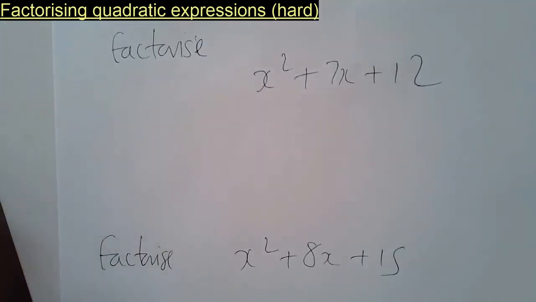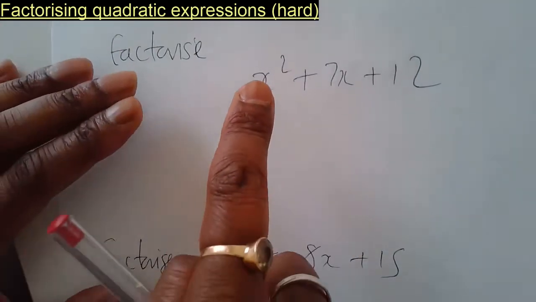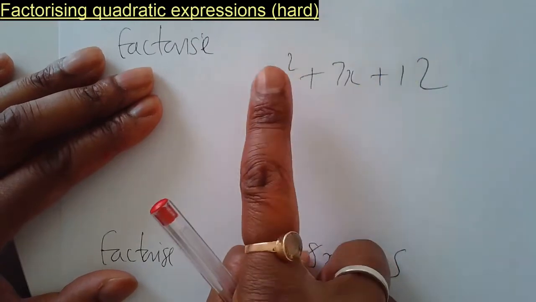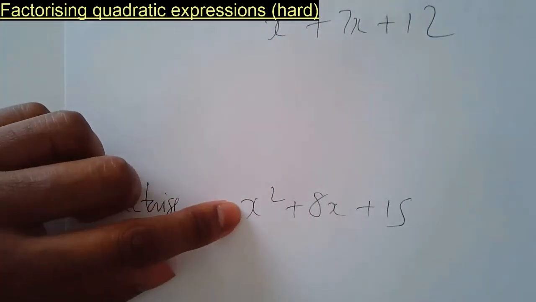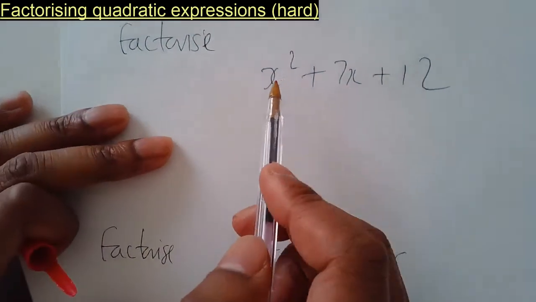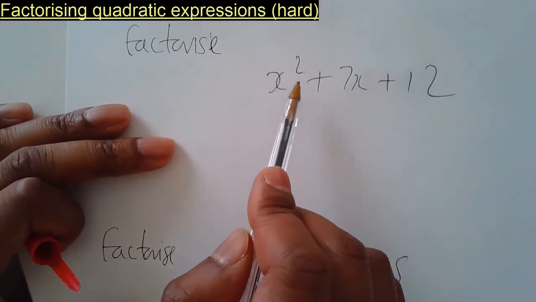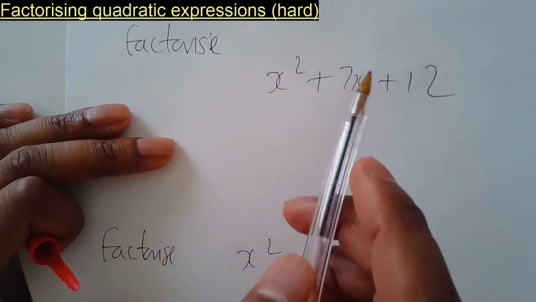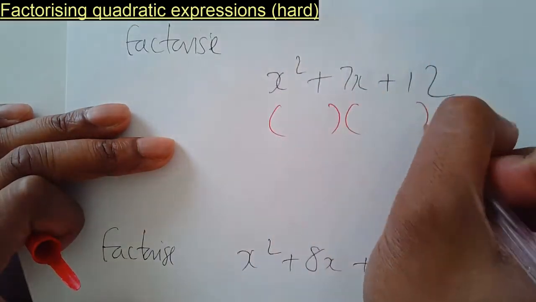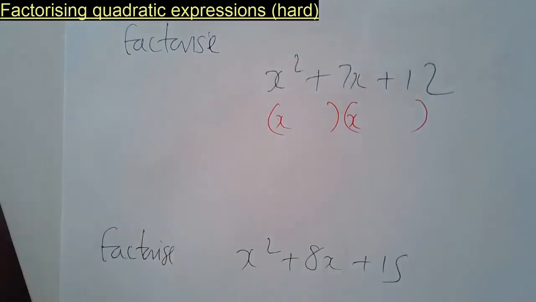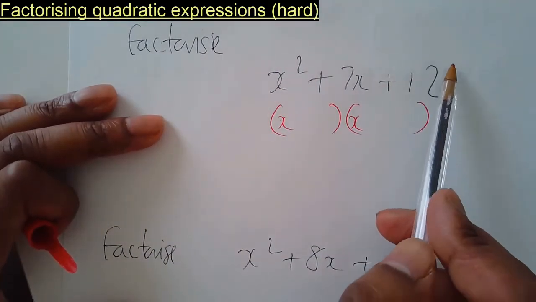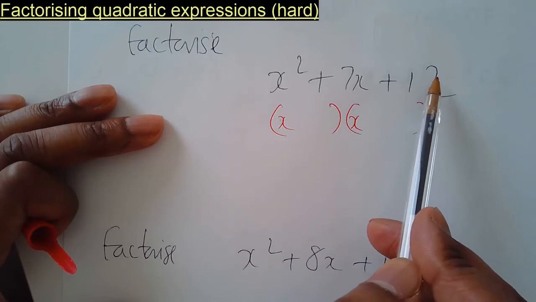In a previous video we looked at factorising quadratic expressions where there's no number in front of the x squared. See, no number. These are straightforward. Since you've recognised it's a quadratic, it's an x squared term, x term and a number term, but double brackets with an x and x, because you know x times x gives you x squared. Now, what two numbers multiply together to give you positive 12, but when added together to give you positive 7?